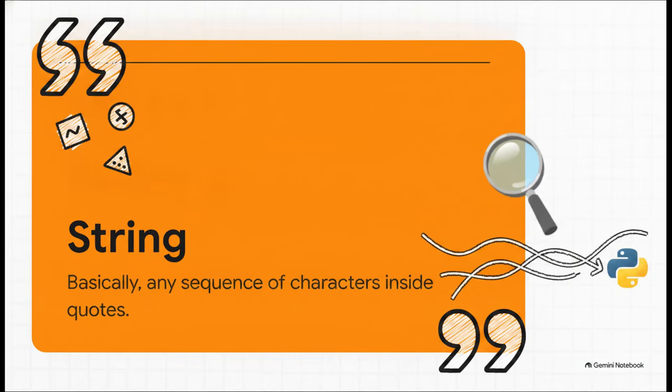Before we start really messing around with strings, let's just lock down our definition. A string is basically any sequence of characters stuffed inside quotes. Seriously, it doesn't matter if it's letters, numbers, or a bunch of weird symbols. As long as it has quotes around it, Python treats it as a string of text.